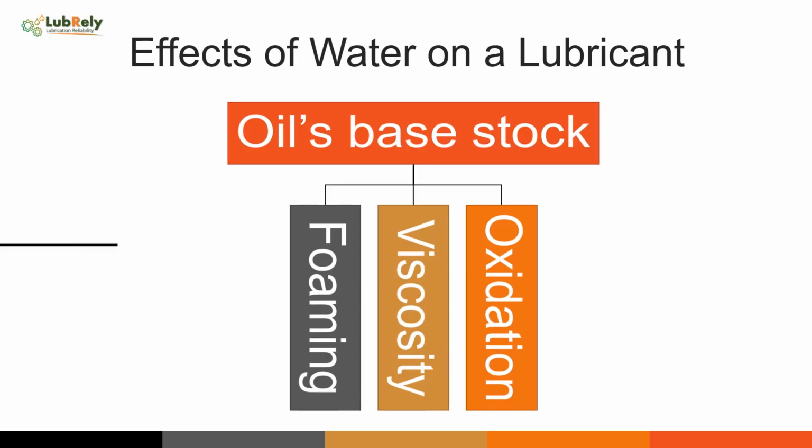Effects of water on a lubricant. Not only does water have a direct harmful effect on machine components, but it also plays a direct role in the aging rate of lubricating oils. Water will affect the oil's base stock, encouraging oxidation, viscosity change and foaming. It's also a generator of other contaminants in the oil, such as waxes, suspensions, etc.